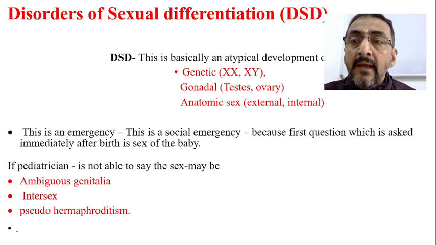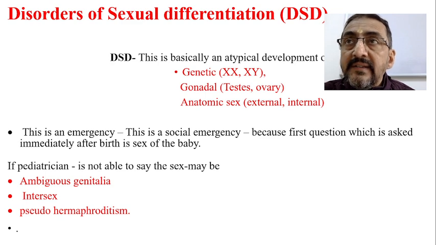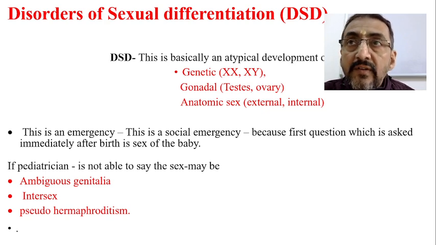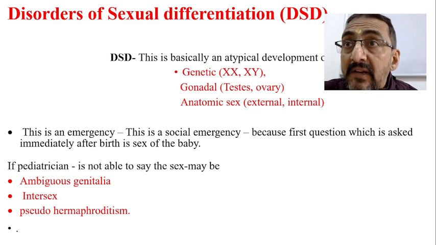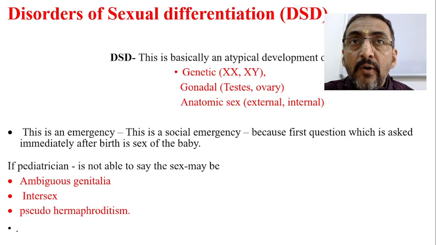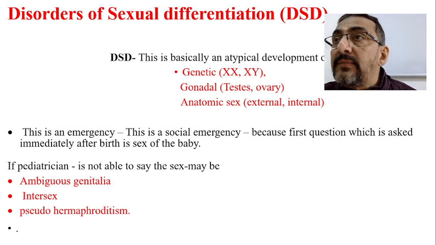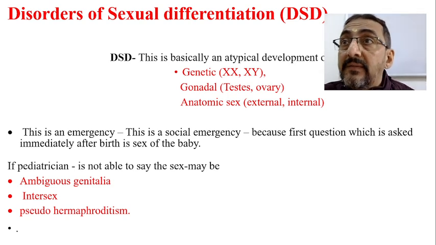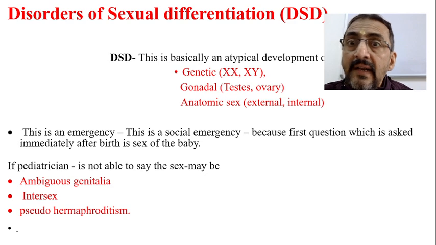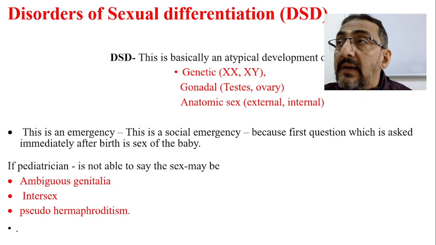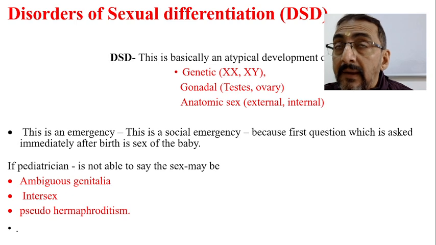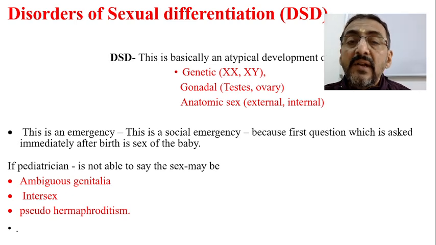only. Now actually, this is an emergency. To be frank, this is called a social emergency, because at the time of birth, when you are not able to determine the sex of the child or the newborn, definitely it's a social emergency. We have to tell something to the parents, isn't it? But we are not in a position to tell what exactly the sex or gender of the child. So that's really an emergency. The first question asked immediately after the birth is the sex of the baby. So if you're not able to tell the sex of the baby, definitely it is a social emergency.